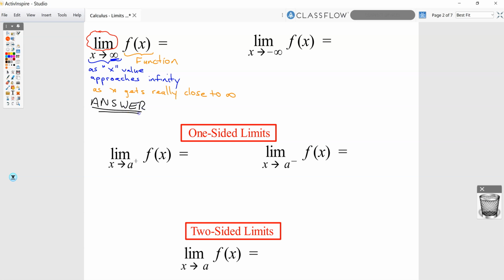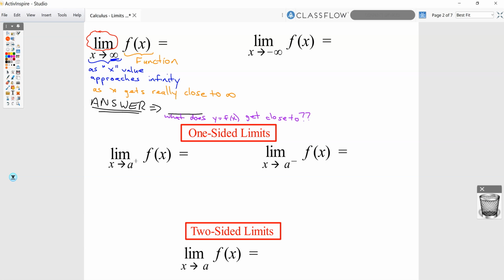Your job is to tell me what the y value, or the f of x, remember f of x is another name for y, the y value, what does the y value, which is the function value, get close to? And that's the question we're trying to answer.